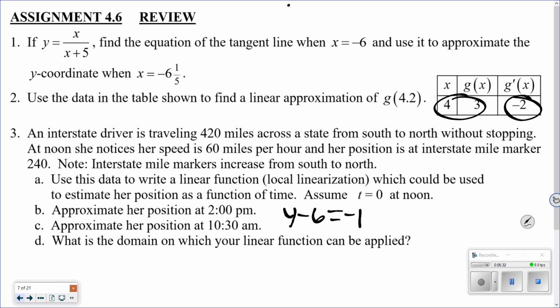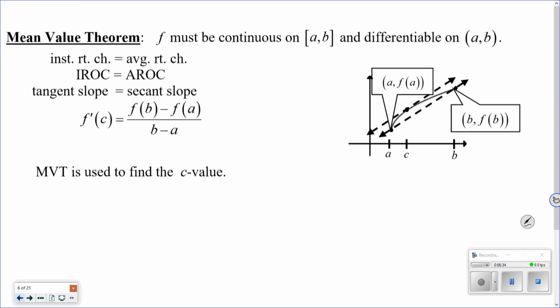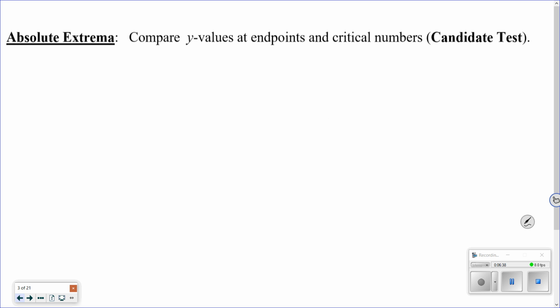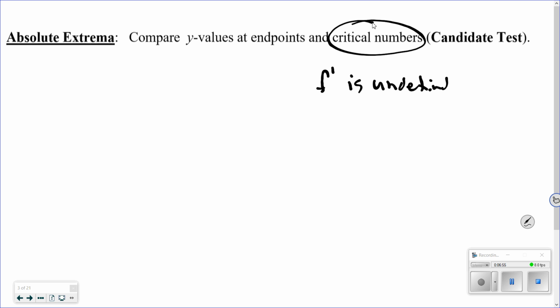So that was 4.2. That was the second lesson we went through. After that, we did absolute extrema. So just remember, we do that candidate test. And the way the candidate test works is you find all the critical numbers. Remember, critical numbers are when the first derivative is undefined, or when the first derivative is equal to 0. So you take the derivative, you look at when it's undefined or equal to 0, and that gives you the critical numbers.